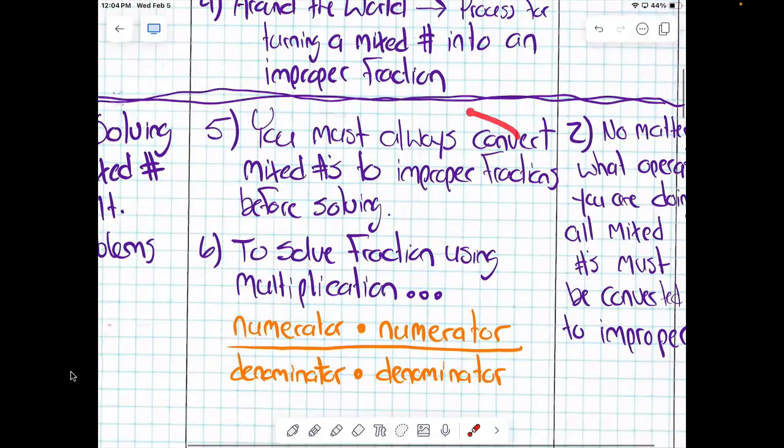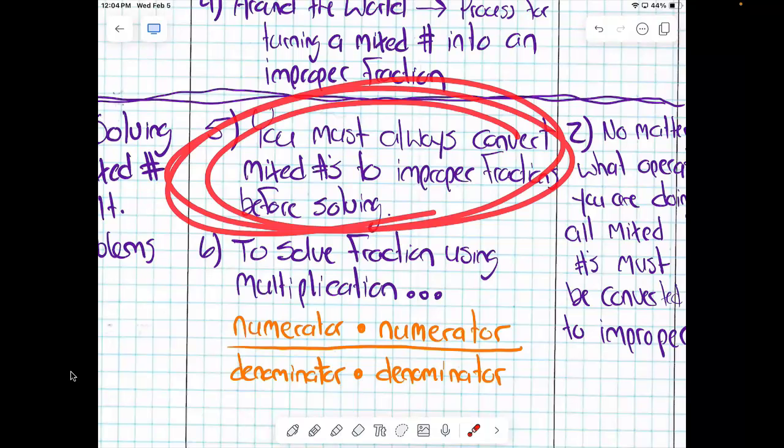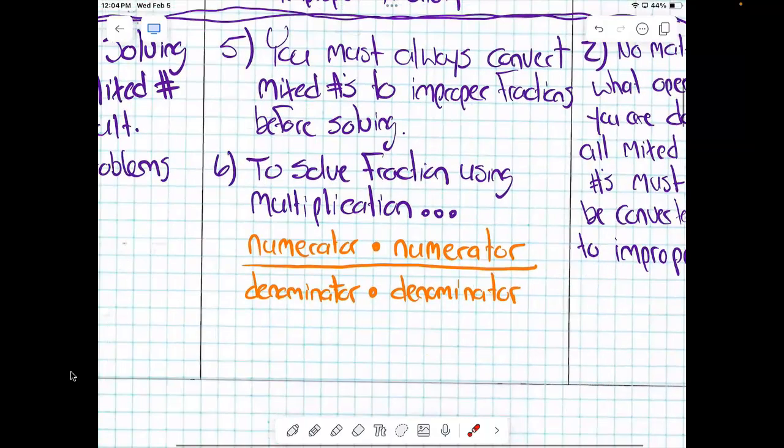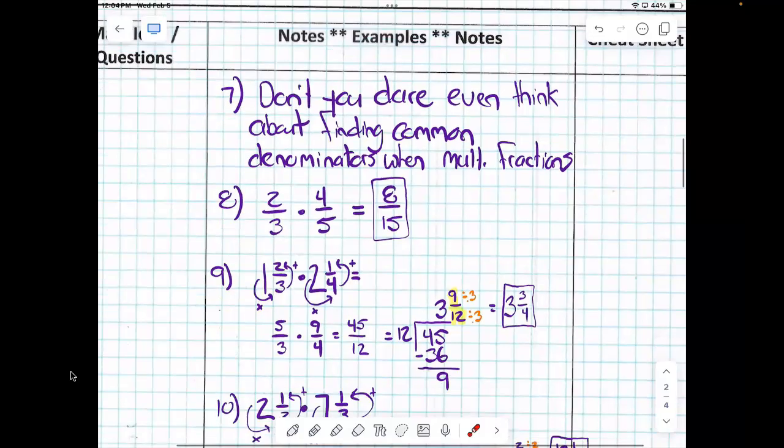First of all, what must you always do if you have mixed numbers before you start solving? Convert to improper fractions. No matter if you're adding, subtracting, multiplying, or dividing, you always convert mixed to improper. Yes or no? Yes. When you're solving fraction products, numerator times numerator and what times what? Denominator times denominator. And as your parents maybe say, don't you dare even think about? Okay, let's try that again. Don't you even dare think about?